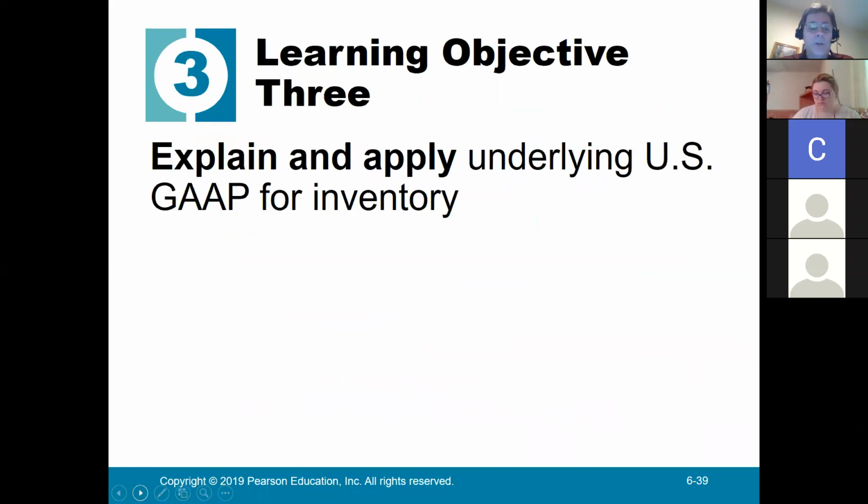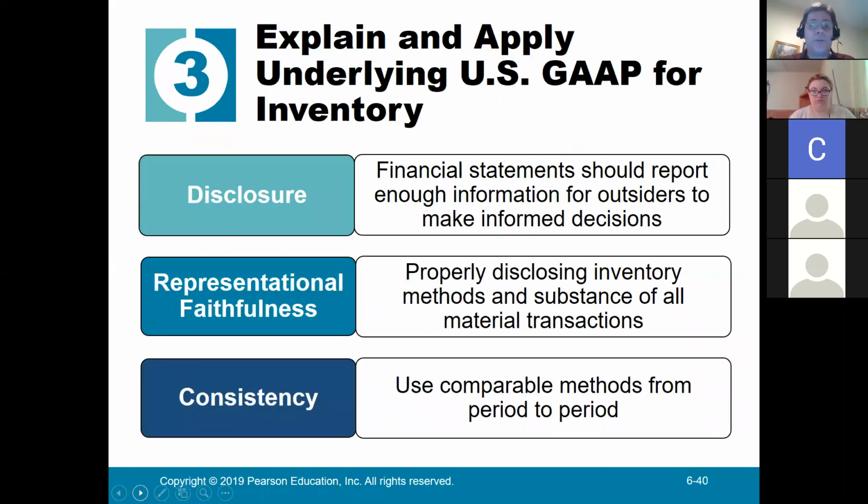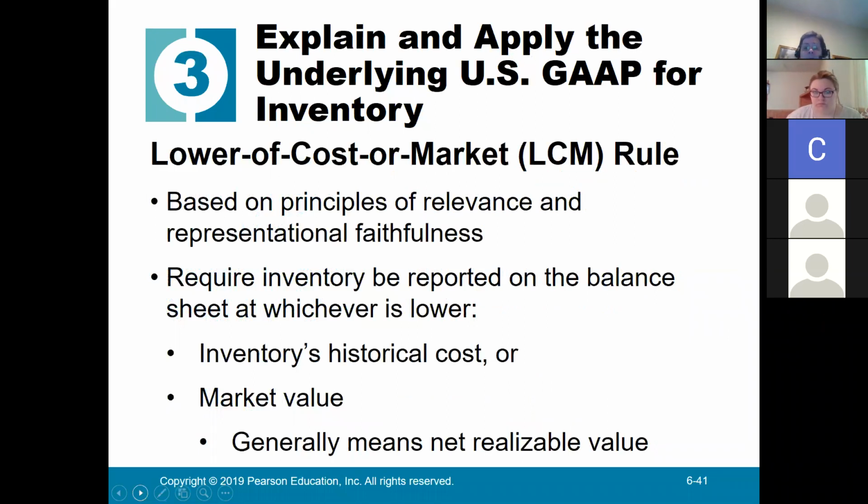All right, so a little bit about the GAAP rules. Since we've got the mechanics, you might say, of those assumptions, what do we need to do according to the general principles of accounting? We need to be able to disclose everything that's necessary, show what actually happened, and be consistent. No flip-flopping back and forth between assumptions. All right. Lower of cost or market.